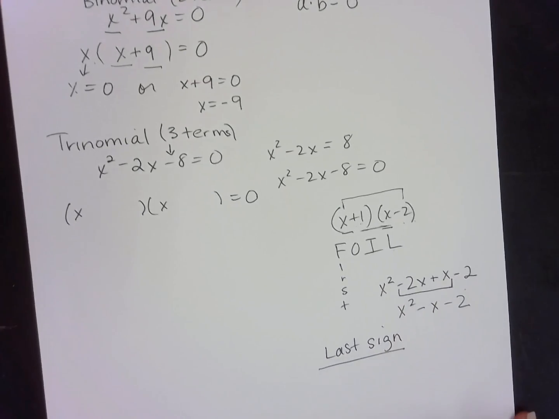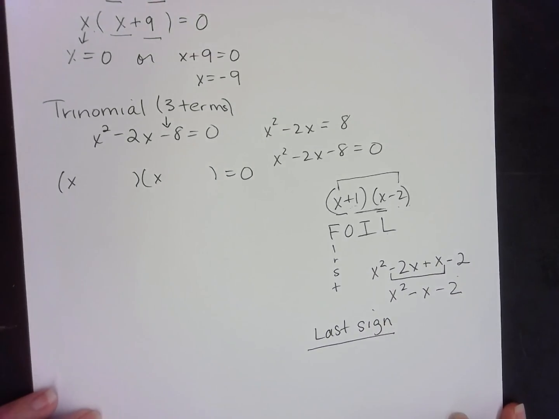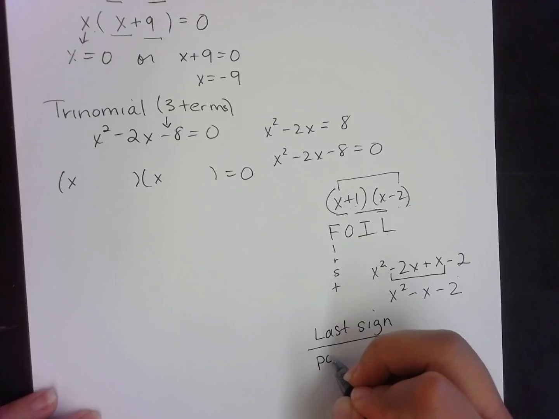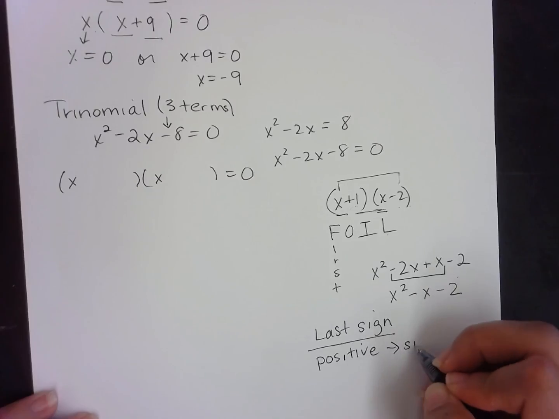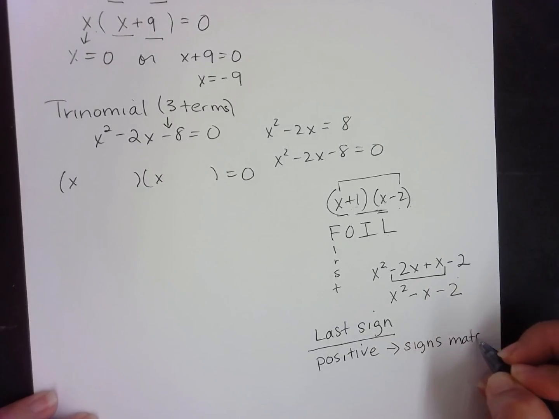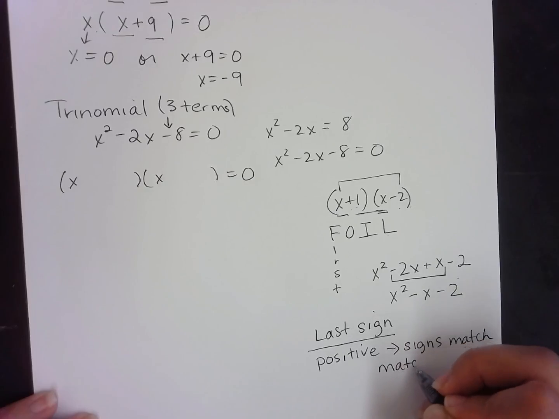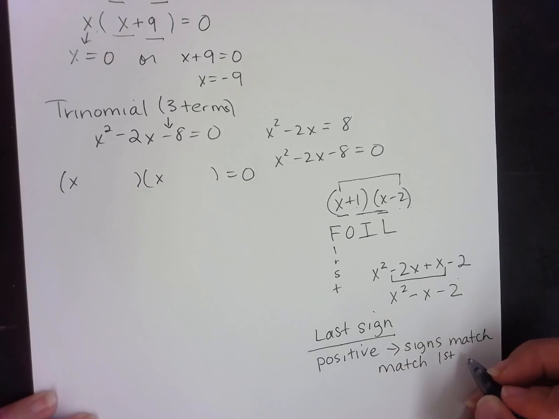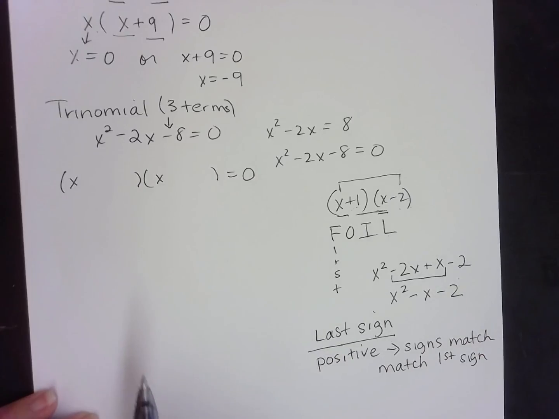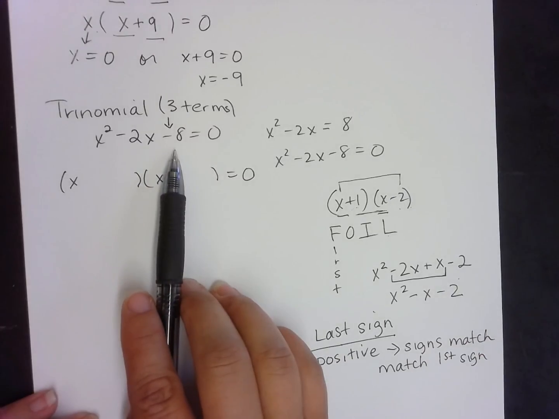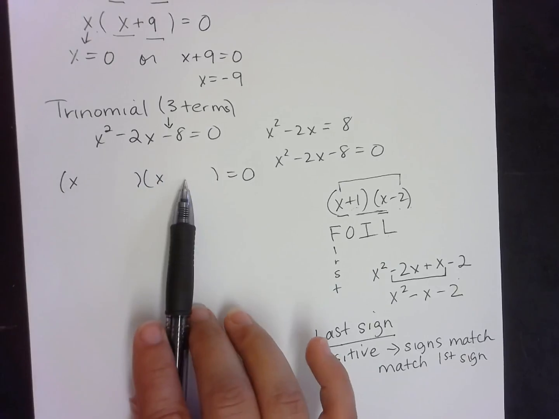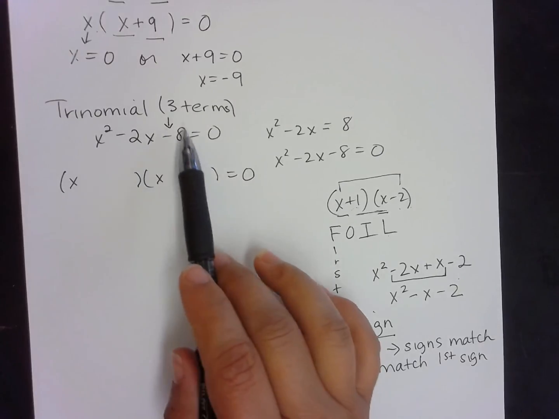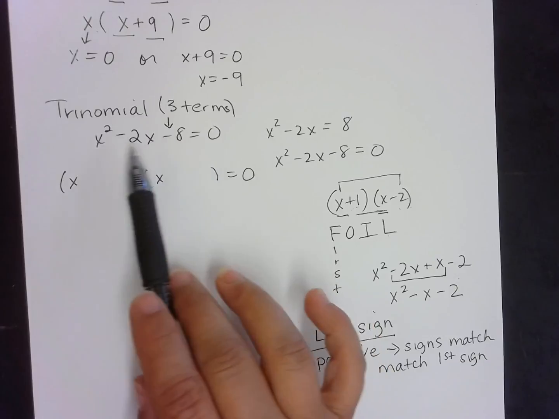The last sign of my trinomial is the thing that tells me about my signs inside my brackets, okay? If my last sign is positive, which in this case it is not, right, then that means that both of my signs match. And they always match the first sign. So if this were plus 8 instead, and this were minus, then that would mean that both my terms would be minus, minus. So when this last sign is positive, they always match, and it always matches whatever this one is.